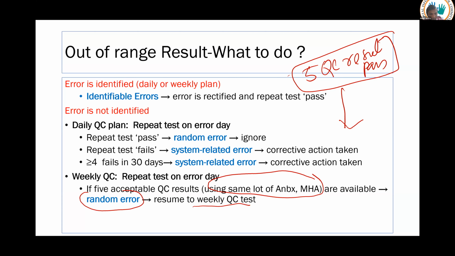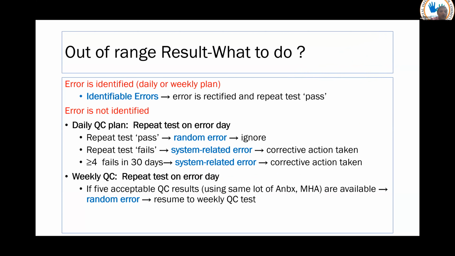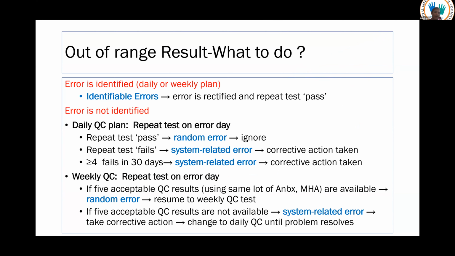I repeat, in a weekly QC fail, you have to repeat on the error day, and after repeating on the error day, if you have 5 acceptable QC results available using the same lot of antibiotic and MHA, then you call it a random error and you can resume back. If 5 acceptable QC results are not available, you call it a system related error and take corrective action. So I'll tell you the meaning of 5 acceptable QC results. I have some examples to show you.